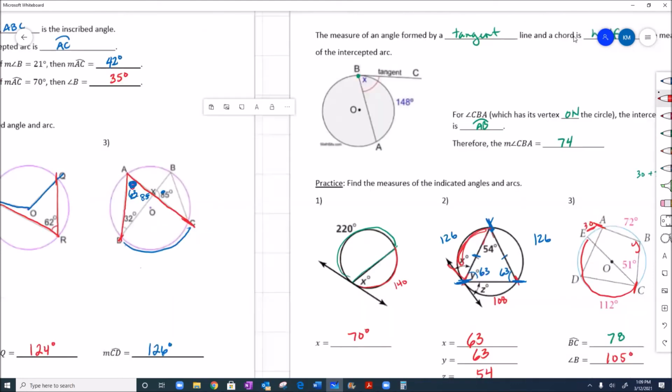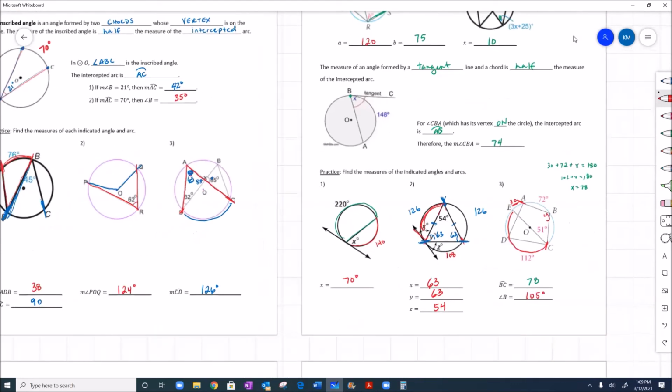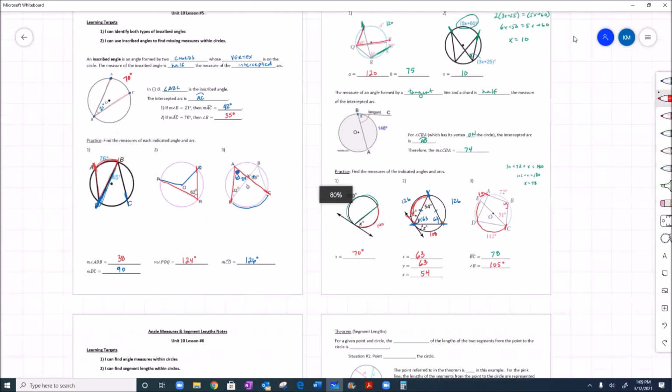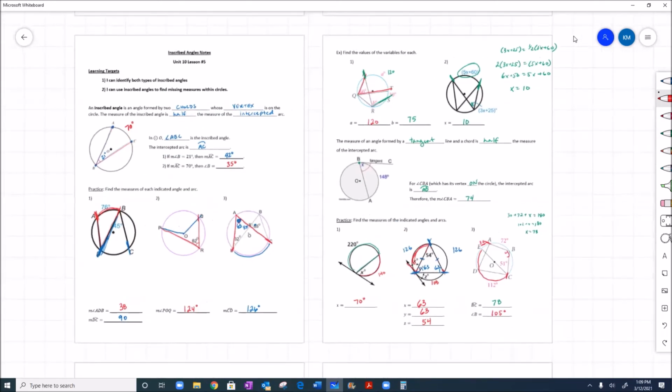So that's inscribed angles, not chords, sorry.